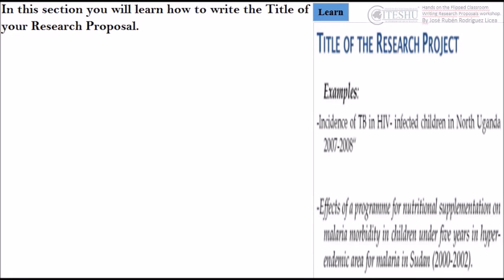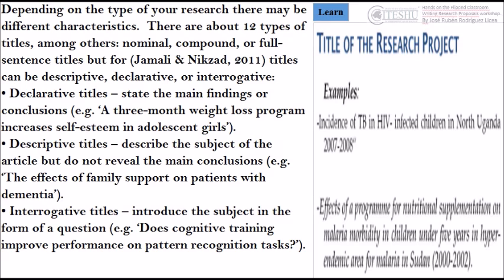In this section you will learn how to write the title of your research proposal. Depending on the type of your research, there may be different characteristics. There are about 12 types of titles, among others, nominal, compound, or full sentence titles, but for Jamali and Nikzad, 2011, titles can be descriptive, declarative, or interrogative.